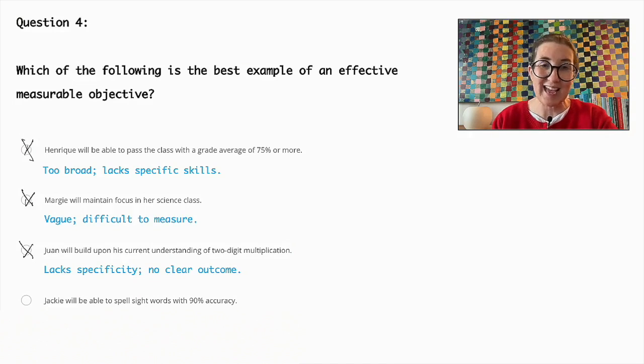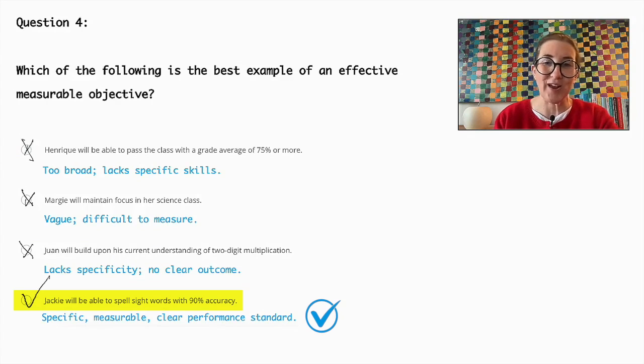The best example is Jackie will be able to spell sight words with 90% accuracy because it is specific, measurable, and sets a clear performance standard that can be objectively assessed. Thus, it is the correct answer.